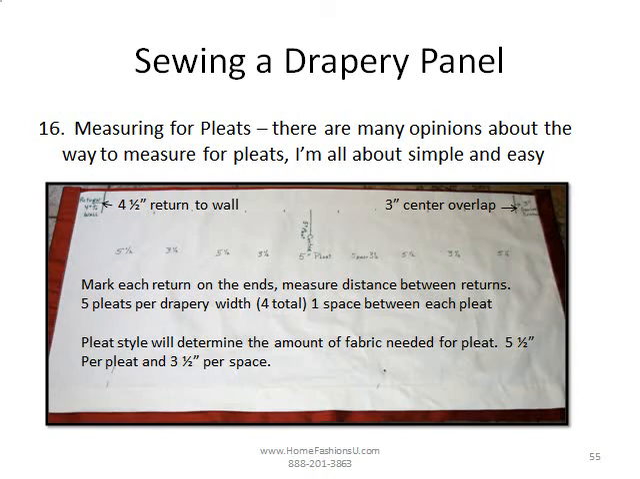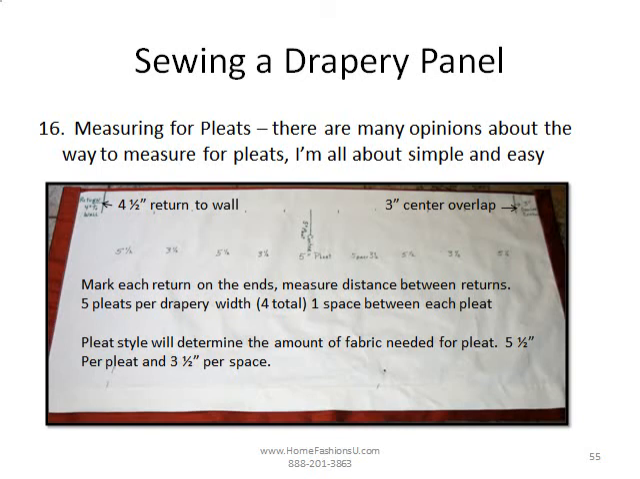Now once you have your panel in position and everything is sewn together, you want to measure for your pleats. There are a lot of opinions about the ways to do this, and we're all about simple and easy here at the Home Fashions U. You mark the return on the ends and measure the distance between those returns. Normally you would have a 3.5 to 4.5 inch return to your wall.